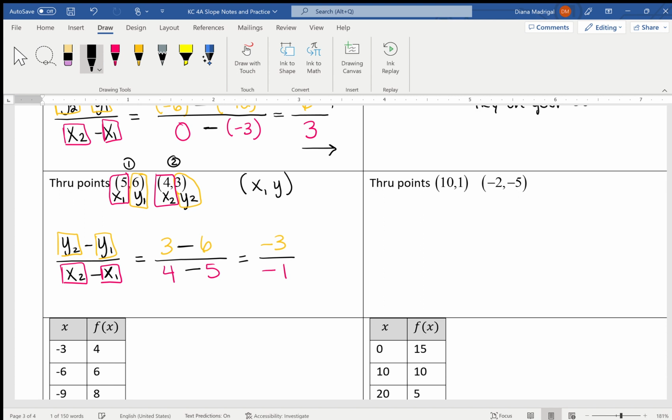Once again, what does this mean? This means that we are going to be going down 3 and to the left 1. Because it's -3, it means I'm going down. Remember, on top, you're moving up and down, and on the bottom of the fraction, you're moving left and right. Because it's a -1, you're moving to the left side. Try this one on your own.